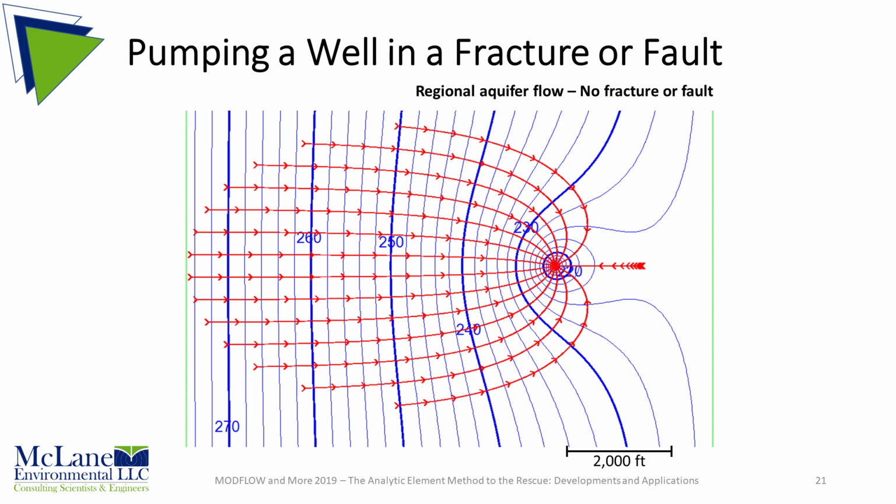We will start with a pumping well with no fracture, and then add the fracture to examine the result. In this model, flow is from west to east toward a pumping well. The well capture zone extends up gradient to the west, as indicated by the red path lines.